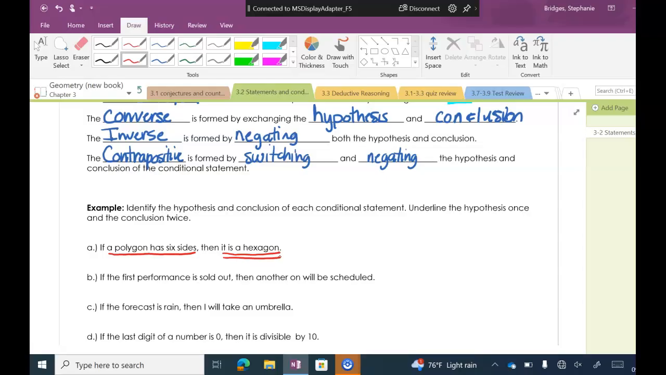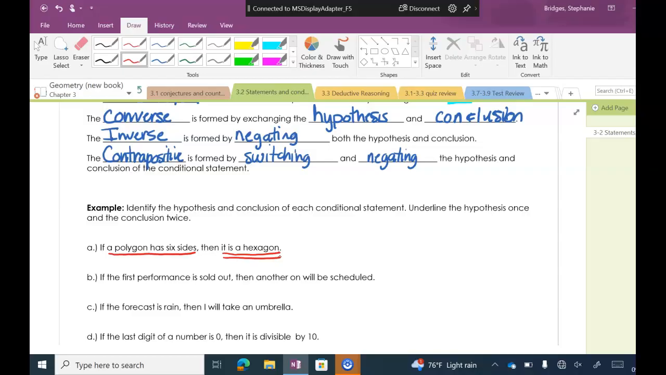If the first performance is sold out, then another one will be scheduled. It's supposed to say another one will be scheduled, not another on will be scheduled. Underline your hypothesis once, your conclusion twice. Again, your hypothesis comes after if, your conclusion comes after then.